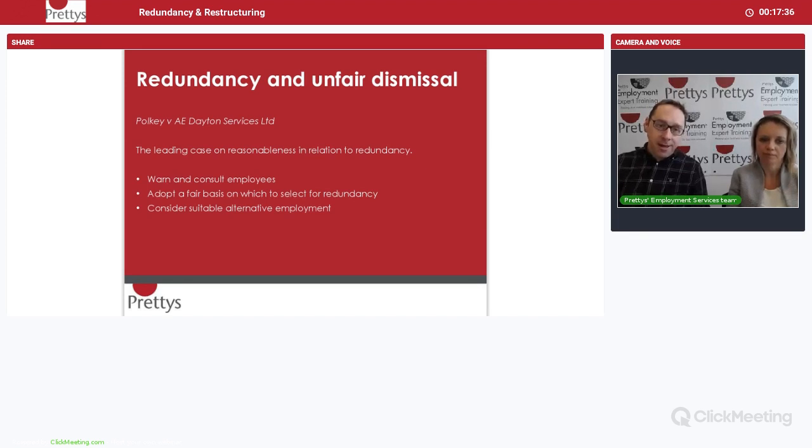Because what you're saying is, even if we were unfair, even if we acted unfairly, we still would have dismissed, and therefore compensation should be zero. And that's known as the Polti chance or the Polti deduction. What Polti actually established was the principle.